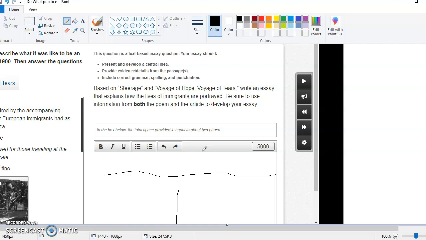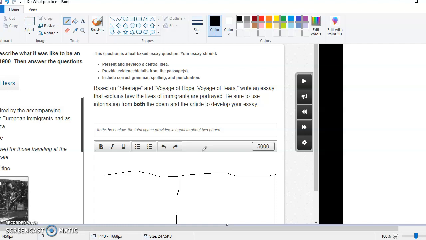This question is a text-based essay question. Your essay should present and develop a central idea, provide essential details from the passage, include correct grammar, spelling, and punctuation. Based on Steerage and Voyage of Hope, Voyage of Tears, write an essay that explains how the lives of immigrants are portrayed. Be sure to use information from both the poem and the article to develop your essay.